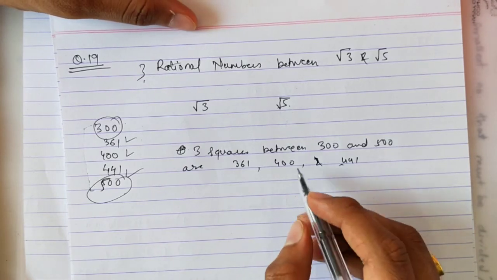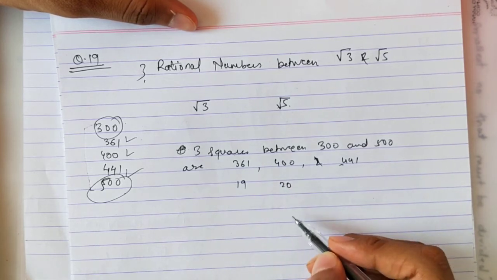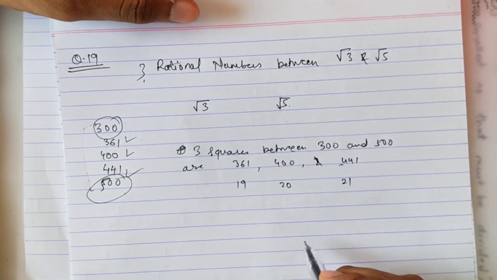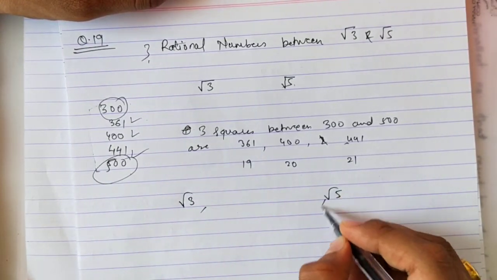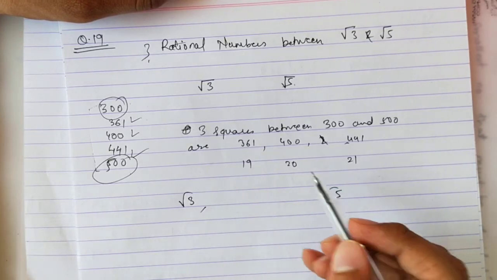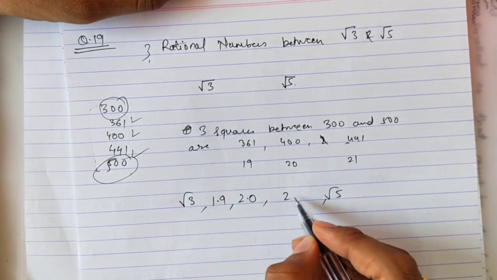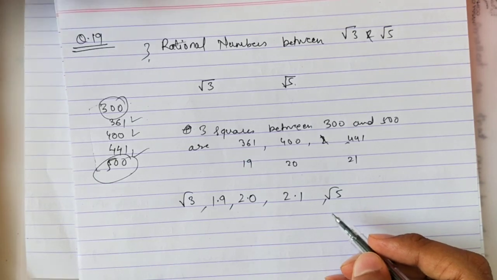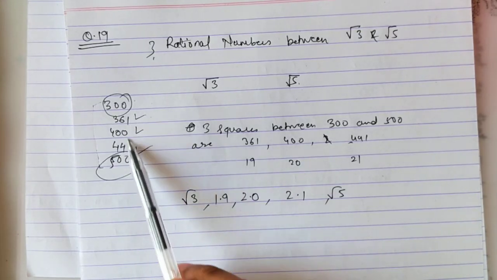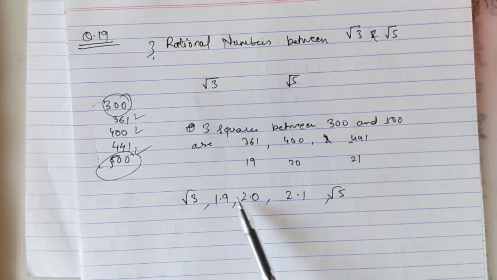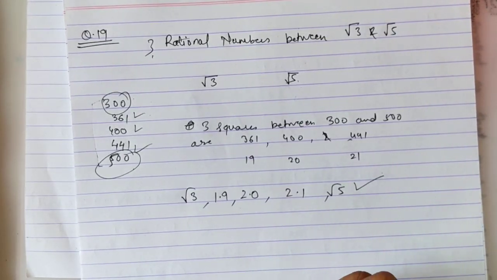You got these three numbers. Now this 361 is a square of 19, 400 is a square of 20, and 441 is a square of 21. Correct? So my final answer: the numbers between root 3 and root 5 are 19 written as 1.9, 20 written as 2.0, and 21 written as 2.1. That's my answer. Two important steps: first, find the squares, and then these squares are of these three numbers. So just put a point here, and those numbers are your answer. This is how we insert rational numbers.